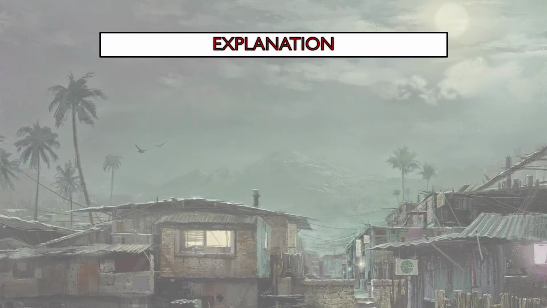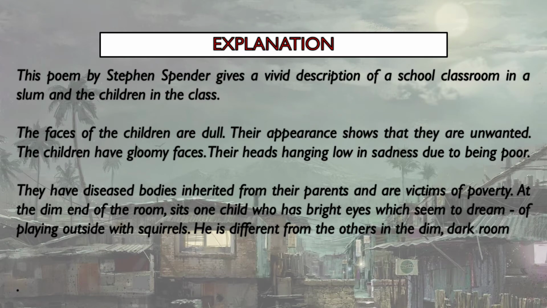Now, we will see the gist of the stanza. This poem by Stephen Spender gives a vivid description of a school classroom in a slum and the children in the class. The faces of the children are dull, lifeless. Their appearance shows that they are unwanted. The children have gloomy faces, their heads hanging low in sadness due to being poor. They have diseased bodies inherited from the parents and are victims of poverty. At the dim end of the room sits one child who has bright eyes which seem to dream of playing outside with squirrels. He is different from the others in the dim dark room.